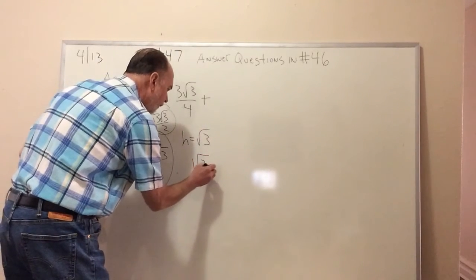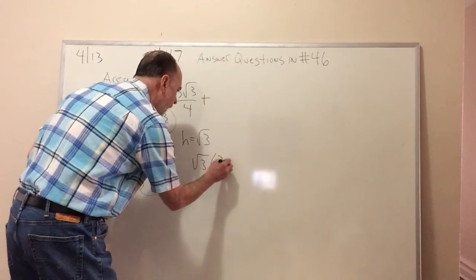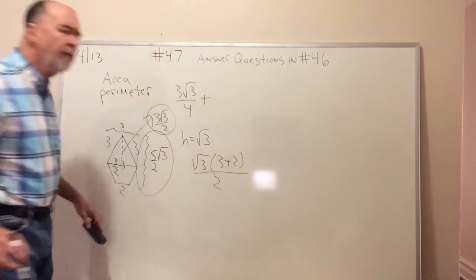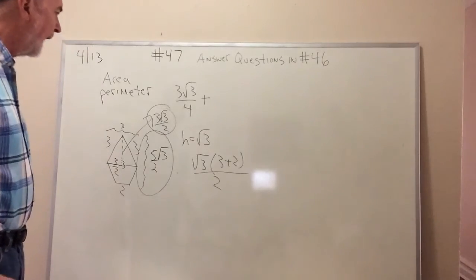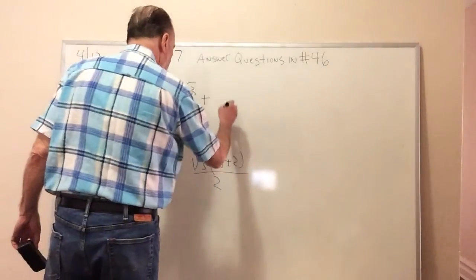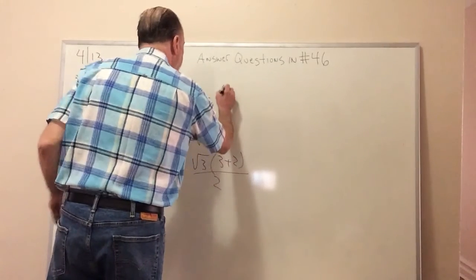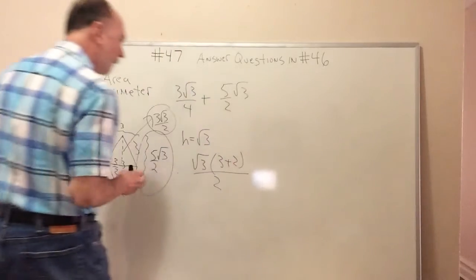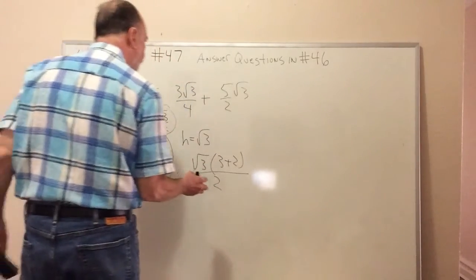So it turns out to be the height, radical 3, times the sum of the bases, which is 3 plus 2, divided by 2. And you're supposed to know the formula for a trapezoid. You'll look it up, that's how I got it. And that becomes 5 over 2 radical 3. 3 plus 2 is 5. There's the 2, there's the radical 3.